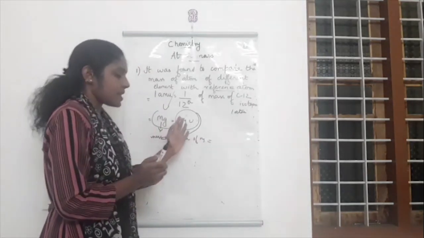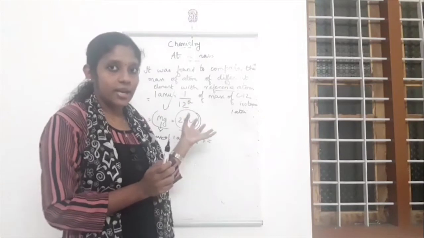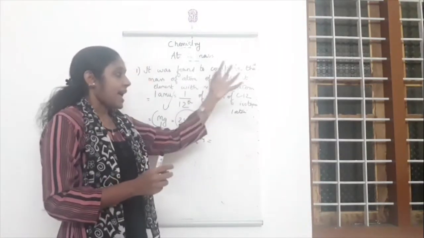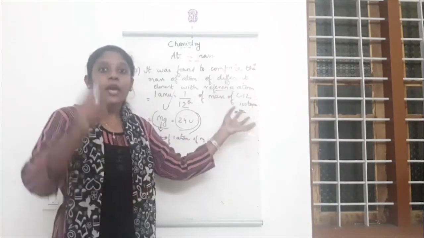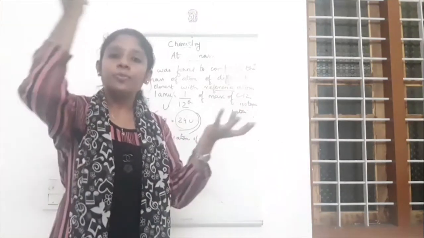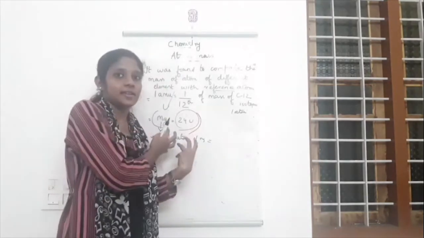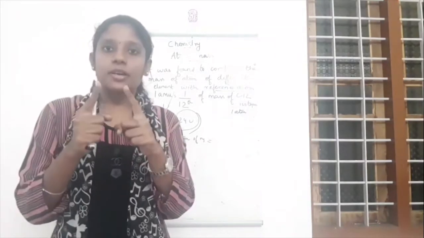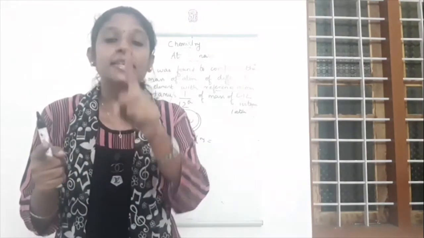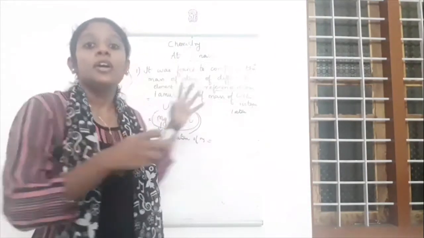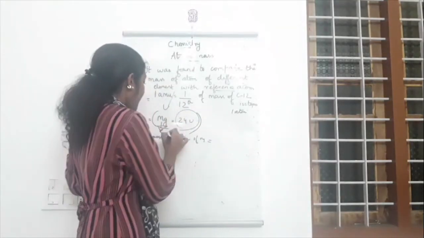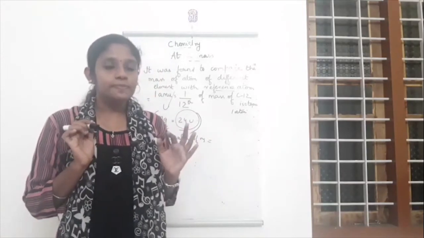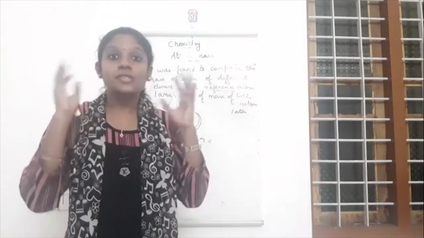Magnesium, the atomic mass is 24 units. The carbon 12 isotope, one atom in the 1 by 12 portion, is 24 times greater. Okay, so compare it like that: the carbon 12 atom, one atom of the carbon 12 isotope in the 1 by 12 portion, compared to the mass of one atom of magnesium, is 24 times greater. Okay, so I hope the whole story is clear for you.